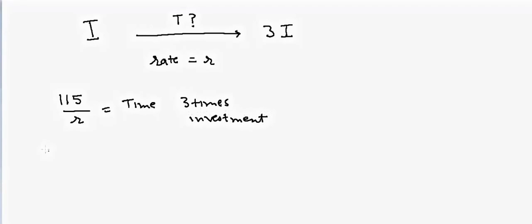For example, if the interest rate is 10%, then time will be equal to 11.5 years. So this is the approximate time. If interest rates are 1%, then time would be equal to 115 years.